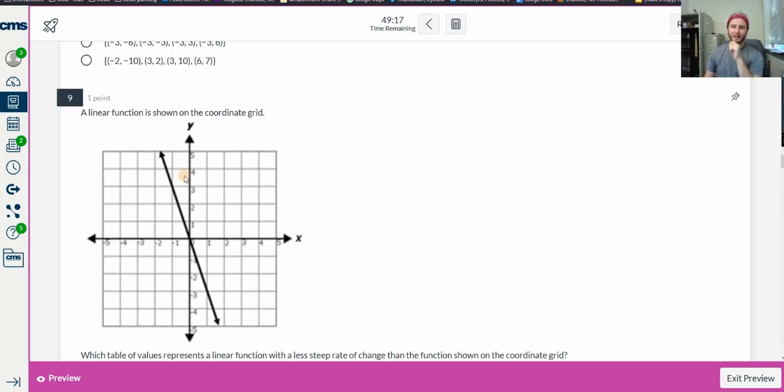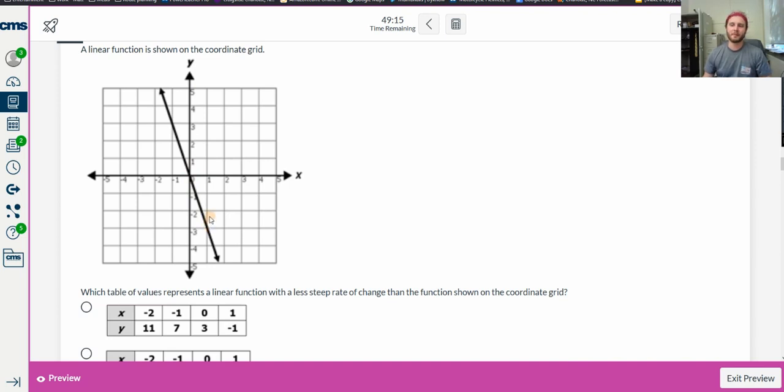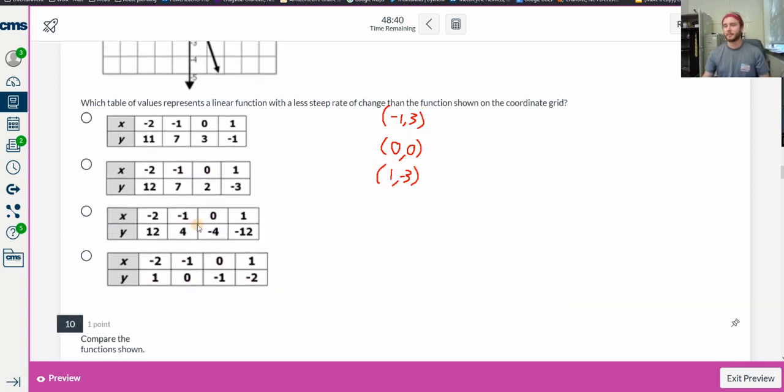Moving on to number 7. It's asking which table would represent this linear function. So first of all, we just look at these coordinates. All right, so I can see that the coordinates we have are going to be, let's see, -1, 3. That's one of them. I can see 0, 0, and I can see 1, -3. So those are 3 coordinates I can see looking at this. So let's have a look at our answer choices and see if we can match any of these up.